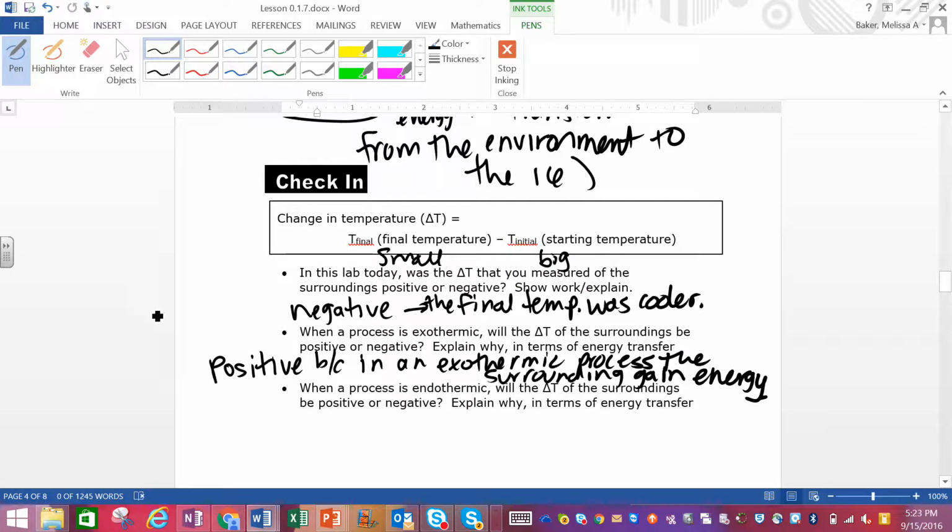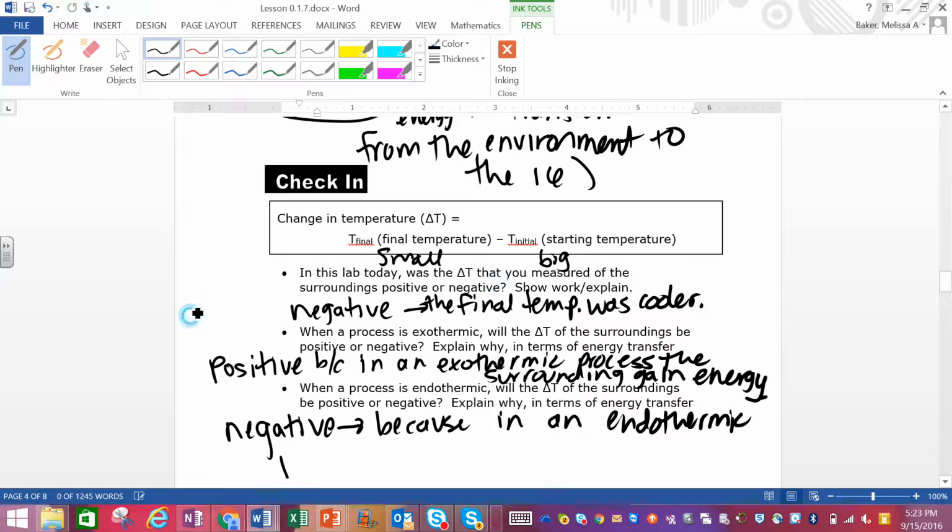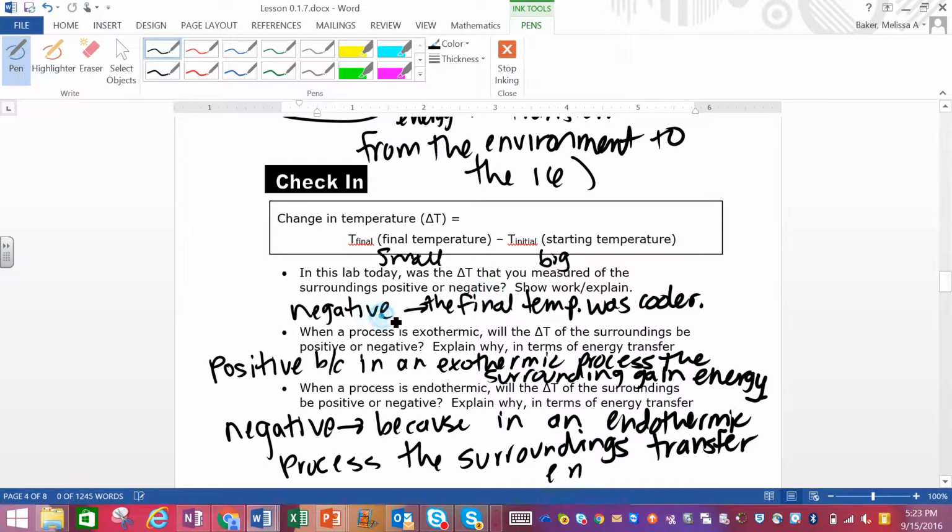And then it's the opposite for this one. When a process is endothermic, the change in temperature will be negative, just like we saw in today's lab. Because in an endothermic process, the surroundings get cooler. The surroundings transfer away energy. There we go.